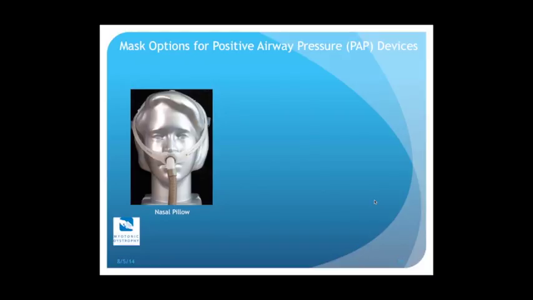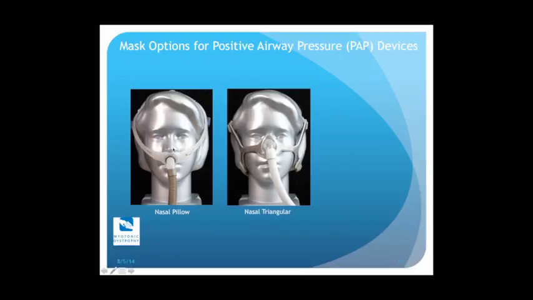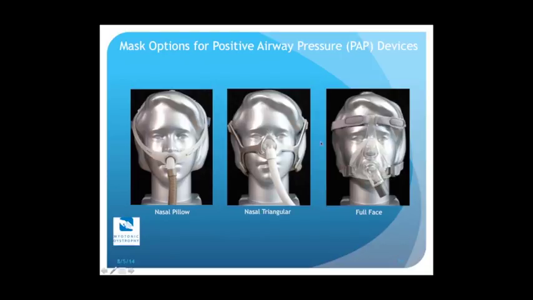So there are different mask options out there. This is a nasal pillow mask option. There's also nasal triangular masks that go around the nose. And then there's also a full face mask that goes around the nose and the mouth. If you've tried a machine in the past and you only tried one of these particular masks, most likely the DME company gave you a full face mask, definitely circle back with your sleep physician or prescriber of the machine and see if you could try it again with one of these other mask interfaces.